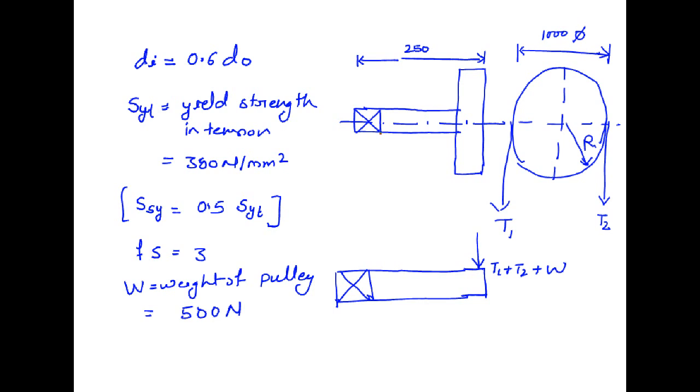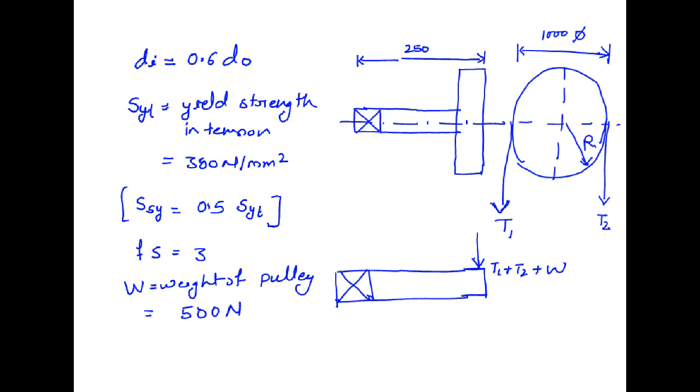See, in this diagram, this is the hollow shaft and it is connected by a pulley, and the diameter of the pulley is 1000 mm. This pulley is connected by a belt, and the other end is overhung. Here we are considering T1 and T2 as the tensions in the belt on the pulley, the tension in the belt at the tight side and the slack side. One end is overhung and one end is connected by the pulley, and the weight of the pulley is 500 Newton.